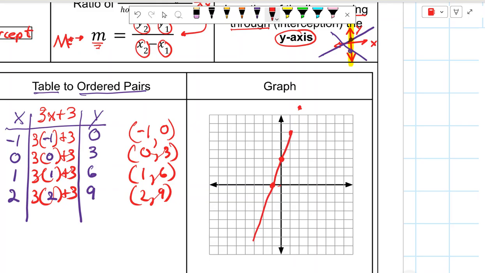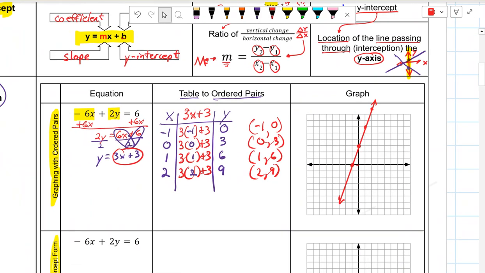We line up something straight, like your ID card or a ruler, and you connect all the points in a straight line because it's linear. Put your arrows on the top and bottom, and you just graphed your first line.